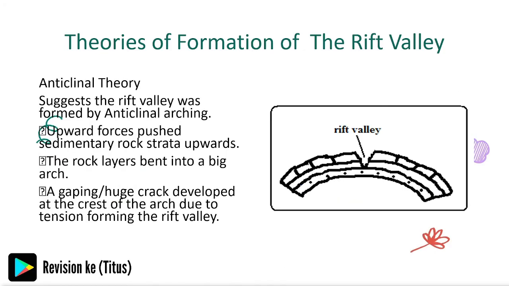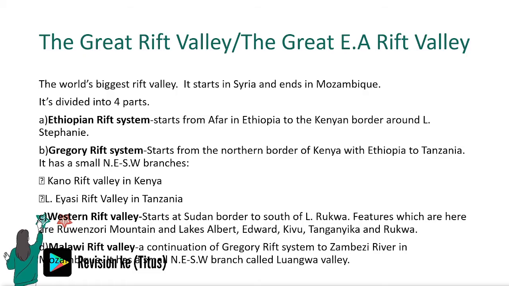We have one more, the anticlinal theory. It suggests the Rift Valley was formed by anticlinal arching. I hope we can recall the types of faults. So, upward forces pushed sedimentary rock strata upward. The rock layers bent into a big arc. And then a big crack developed at the crest due to tension, forming the Rift Valley.